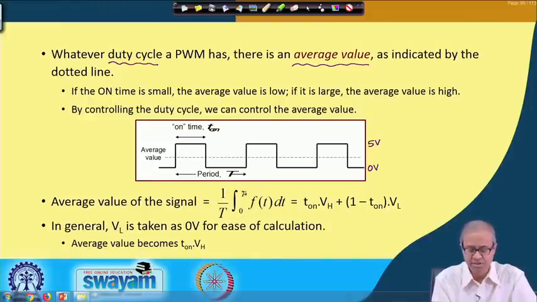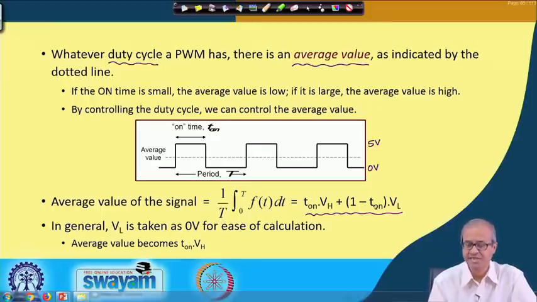So, the integral over the time 0 to T, let us say one time period, of f(t) dt, where f(t) is this waveform. It is high for a certain time T on and low for the remaining time. If you calculate the average, you will get a value like this, where V H is the high level of voltage and V L is the low level of voltage. So, it is high for T on period of time, and low for T off, which is 1 minus T on, because we are dividing by T.